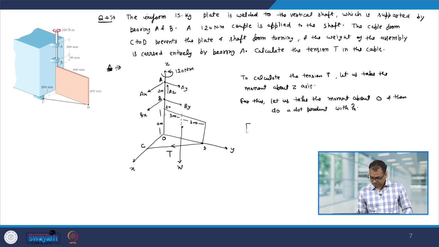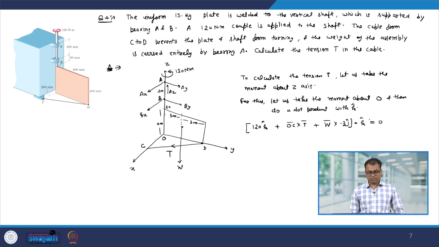Let us write it down. So I have a couple of 120 k which is acting in the z direction, and then I will have OC, so this is my R, multiplied by T, plus a weight W is acting multiplied by 0.3 j, and then for the z axis I will take the dot product with k cap, and this has to be equal to 0. I have directly taken the moment of the forces that are acting at A and B equal to 0, because when you take the dot product with k cap, whatever is the moment, that will go away.